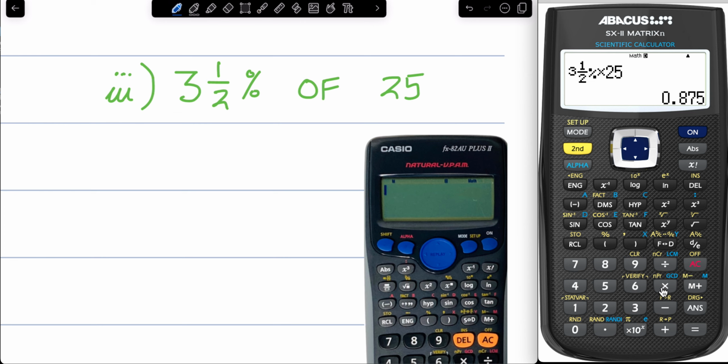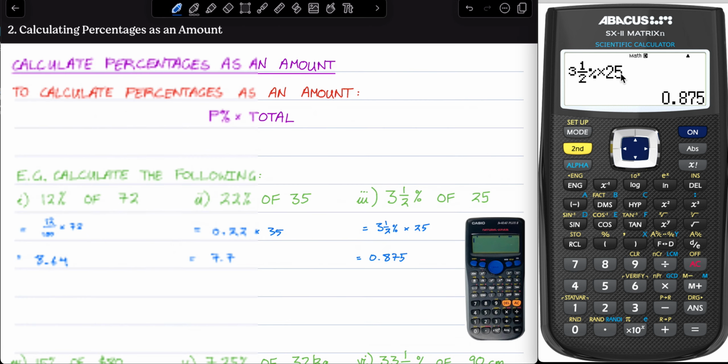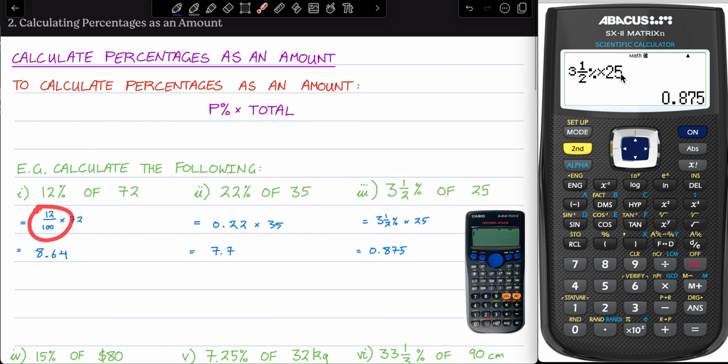So this is very simply 3.5% times 25 becomes 0.875. And that's simply it. You can simply think of this as a fraction over 100, as a decimal, or we can be frugal and just use our calculator to do this calculation for us.